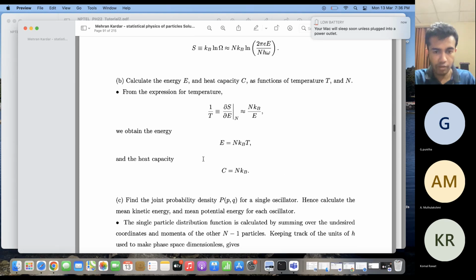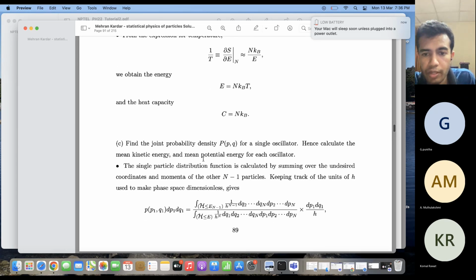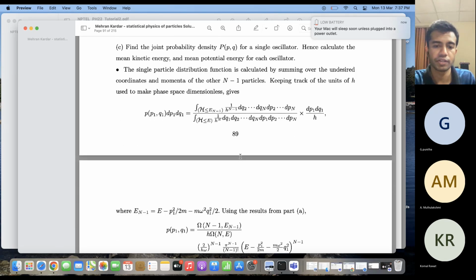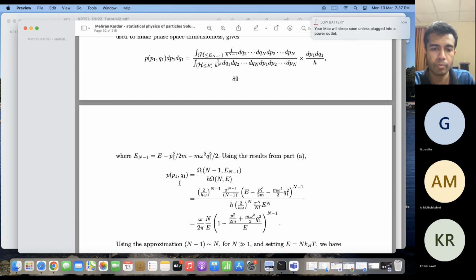Okay, similarly, we can also obtain the joint probability of a single oscillator. How? I can sum over the undesired coordinates and momenta of the other n-1 particles. In the ideal gas, for finding the probability of a particle having a momentum of p1, we summed over all the other particles while keeping the momentum of that particle fixed. Over here also we do the same thing. We keep the position and momentum coordinate of the particle we are concerned with fixed, and then we sum over all the other coordinates. And in that way we can find the probability.